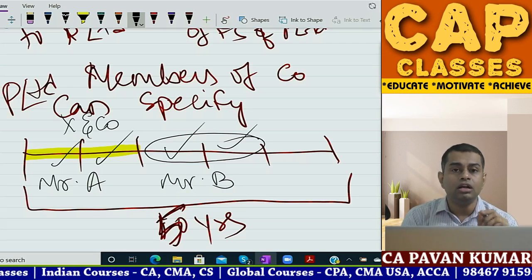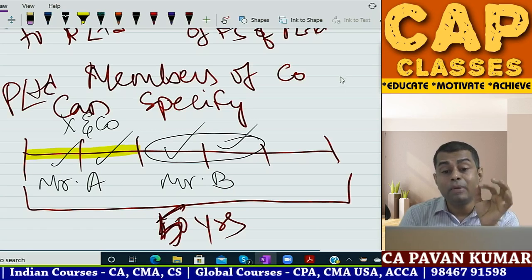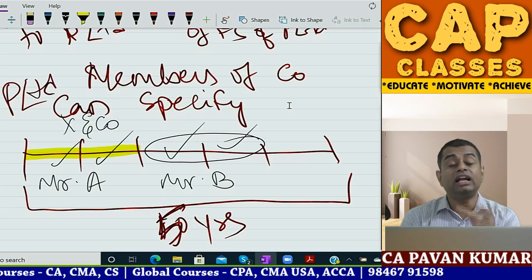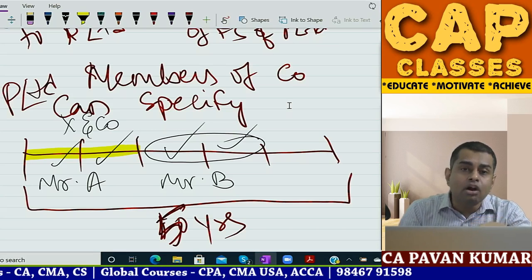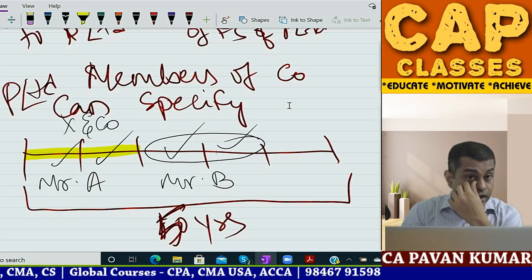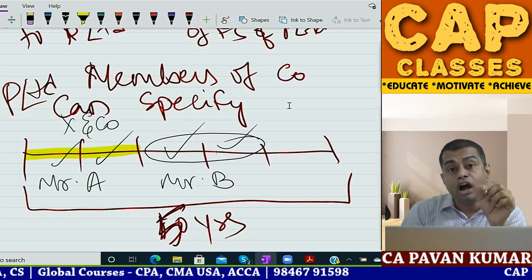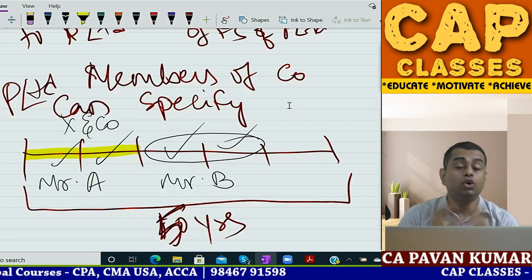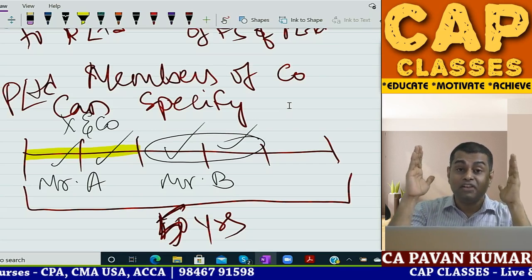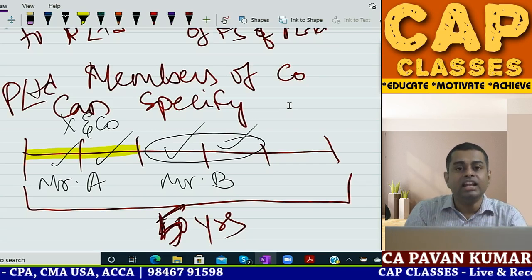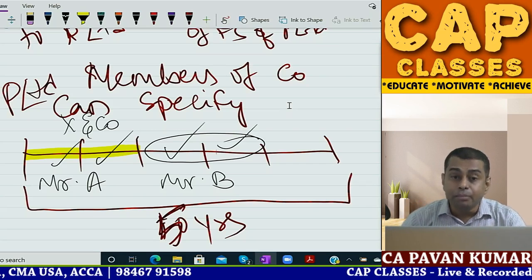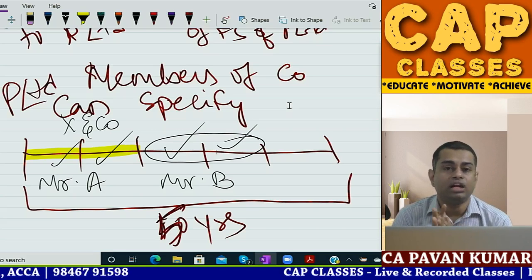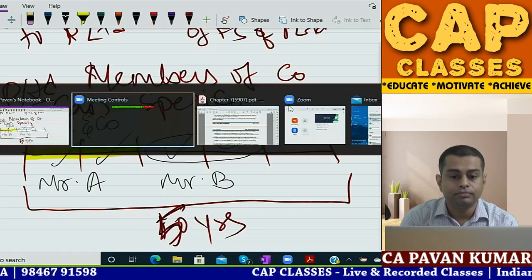This is called rotation. The members of a company can specify by way of passing a resolution that the audit team and the signing audit partner, the engagement partner, of the audit firm should be rotated. So rotation is applicable for 10 years. But within that 10 years also, members, if they want, can rotate the team. They can rotate the audit partner. You understand? This is also possible.